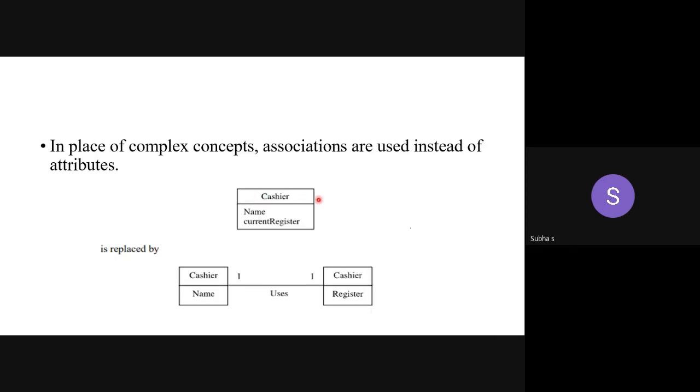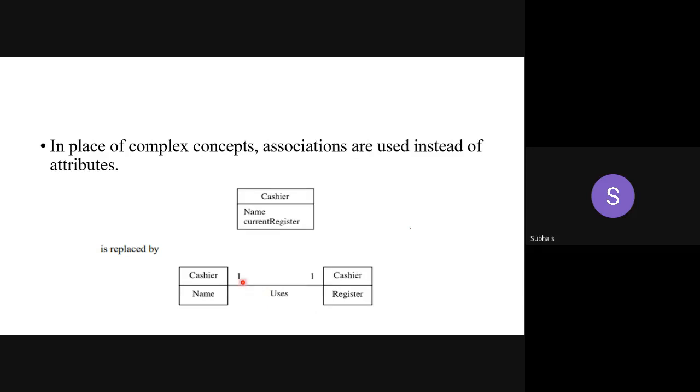Just look at this cashier class diagram. I mentioned name and current register as the attributes for the cashier. But instead of that, I can replace them like this: cashier with name as one attribute, and cashier with register as another. Sometimes instead of combining many attributes which have some complex meaning, you can give them in a separate way. So one cashier uses one register. That is the meaning actually.